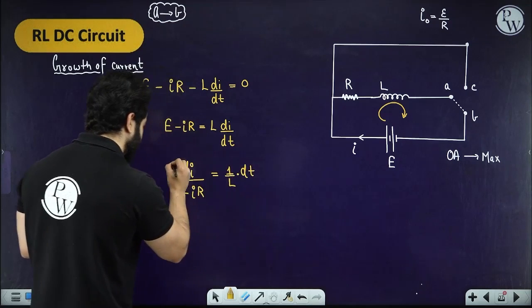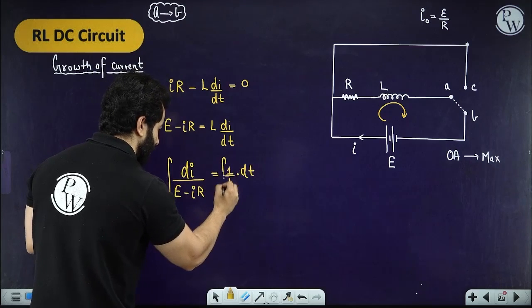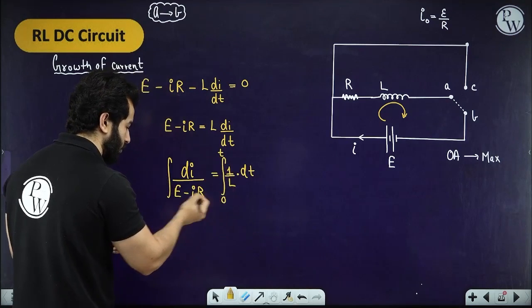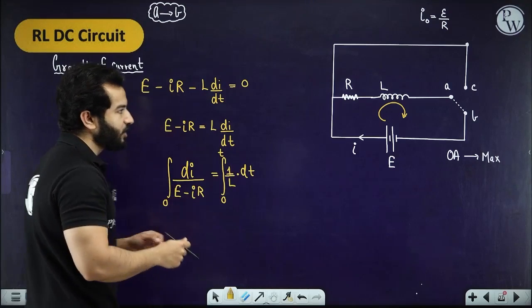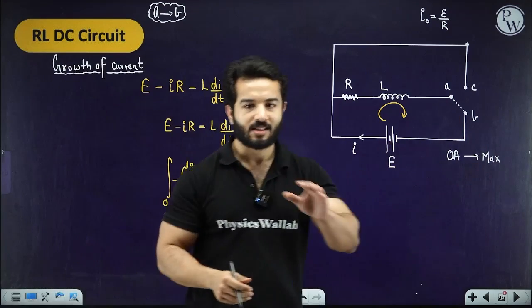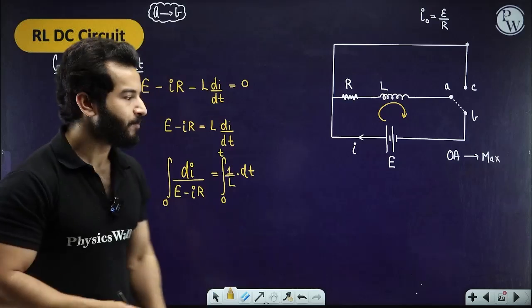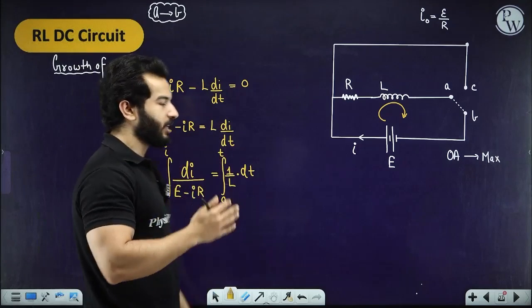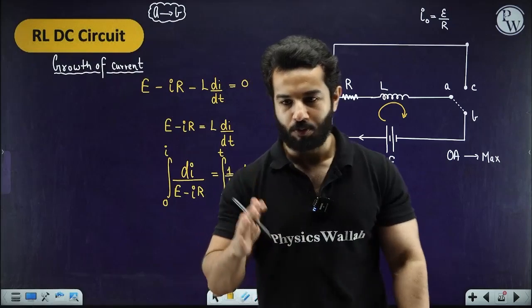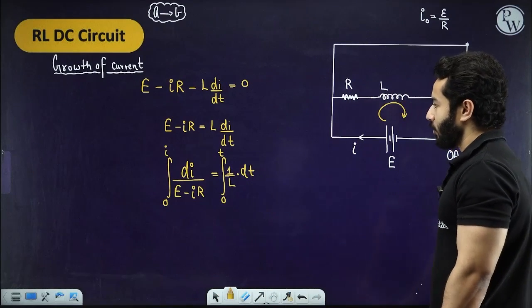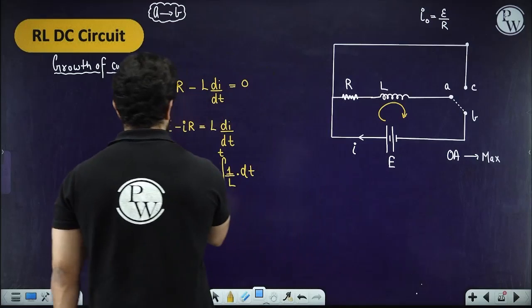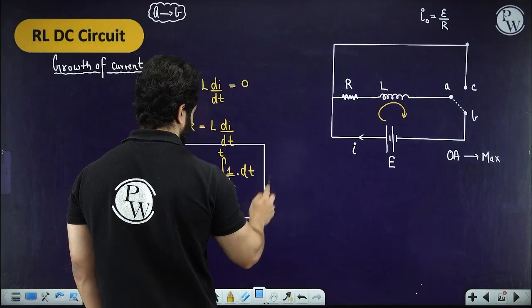And now let's integrate it from time 0 to t. When time was 0, there was no current. When we just connected A and B, at that point there was no current. And then after time t, let's suppose the current is I. So we want to have a general equation, right? We are not talking about two specific cases. We are talking about a general equation. So this is the equation when we integrate it.